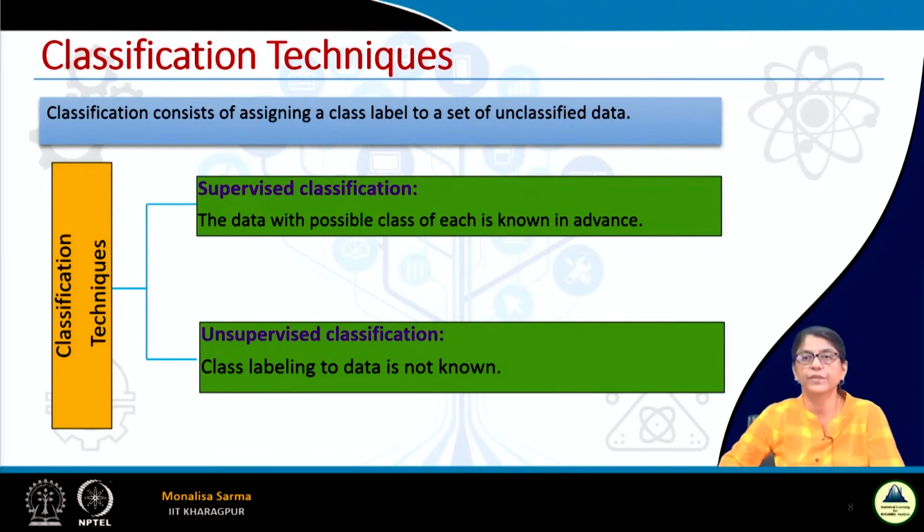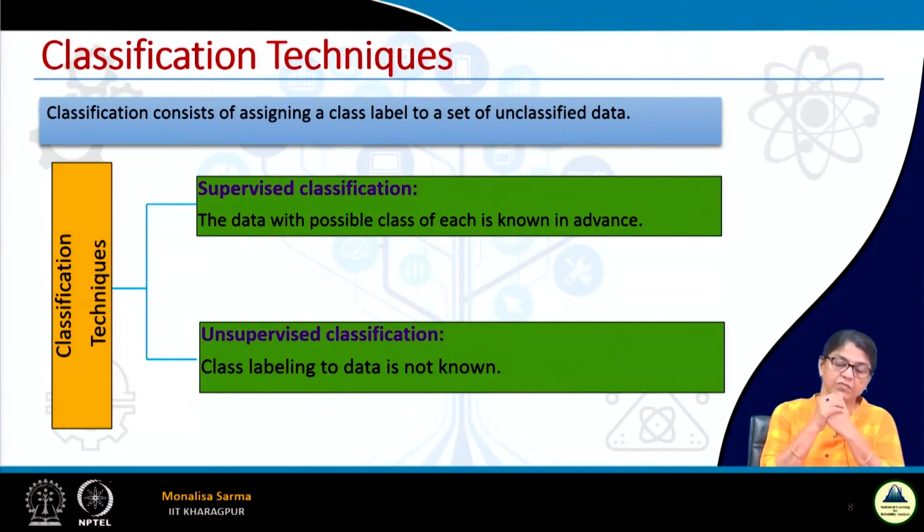Now, as I told you before, classification consists of assigning a class label to a set of unclassified data, and broadly there are two different techniques for classification. One is called supervised classification and the other is called unsupervised classification. Now what is supervised classification? Supervised classification is where the possible class of each data item is known in advance.